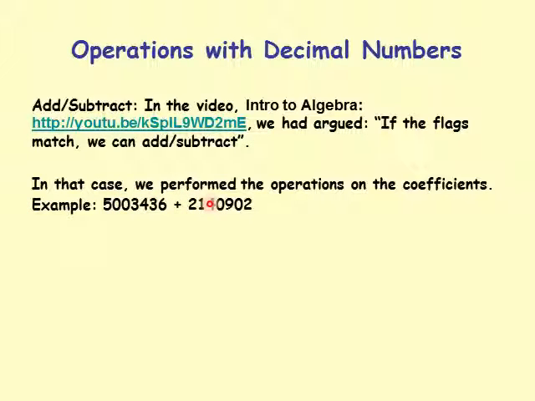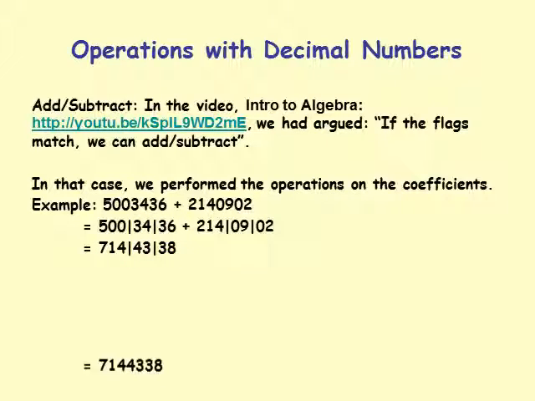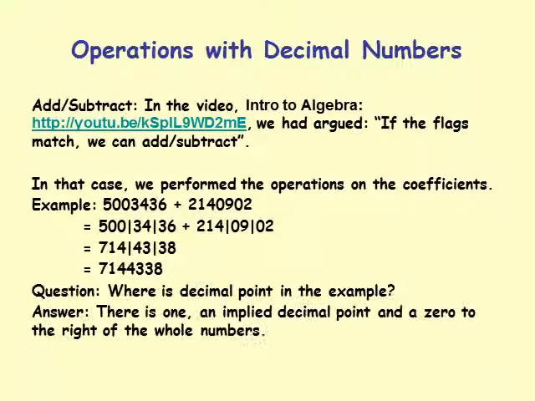5003436 plus 2140902. I can do a number splitting here to make it easier. We split the numbers into 2 digits, 2 digits, 3 digits, 2 digits, 2 digits, 3 digits. Then we say 500 plus 214 is 714, 34 plus 9 is 43, 36 plus 2 is 38. Adding these numbers together, I got 7144338.